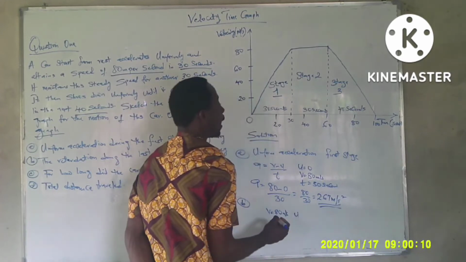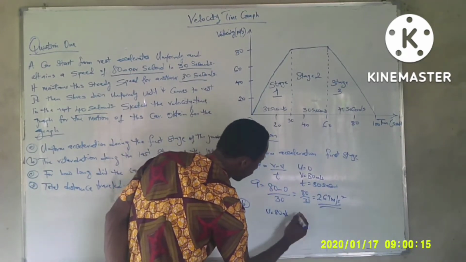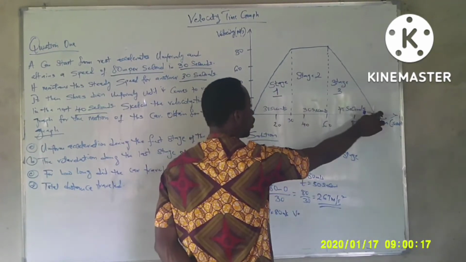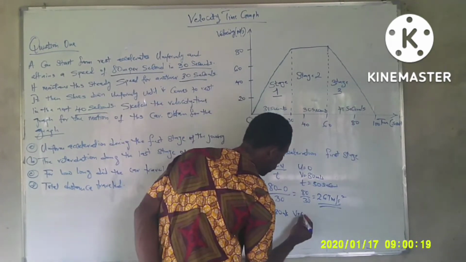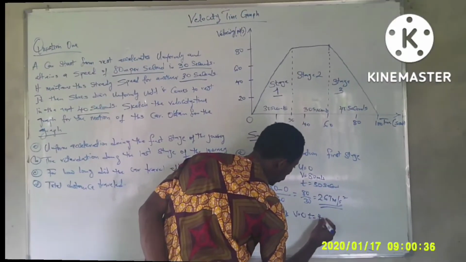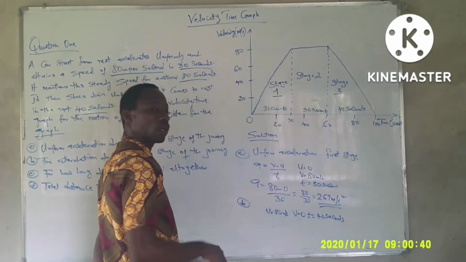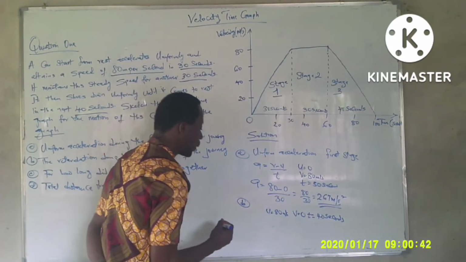So the initial velocity, u, is 80 meters per second. Then the final velocity at which the body comes to rest is 0. Now, what's the time interval? It is 40 seconds. So now we calculate the retardation.